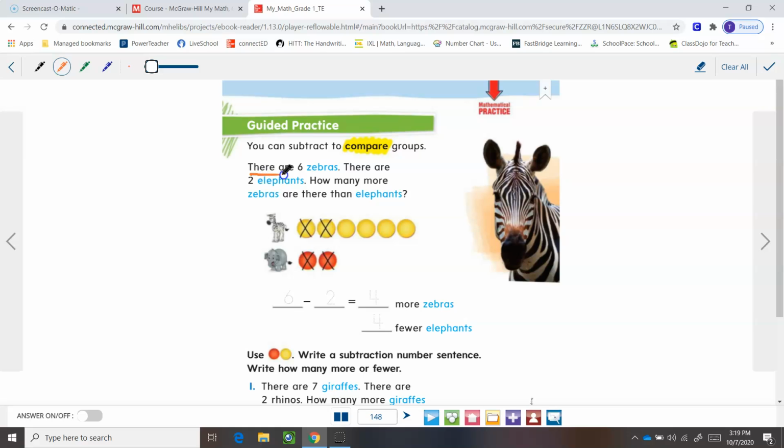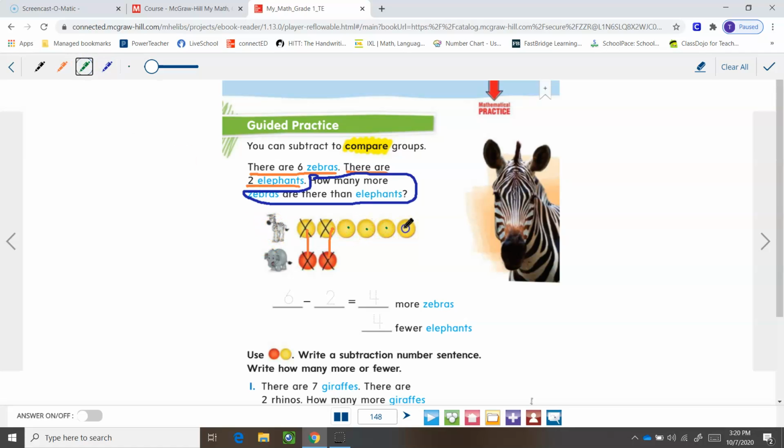So I know that there are 6 zebras, so I can go ahead and underline that. There are 2 elephants. I can underline that because I know that there are 2 elephants. And then, how many more zebras are there than elephants? So I compare. I can use these two together, so they kind of go together, right? The question is, how many more zebras are there than elephants? I can tell just by looking that there are more zebras than there are elephants. And I just got to count.